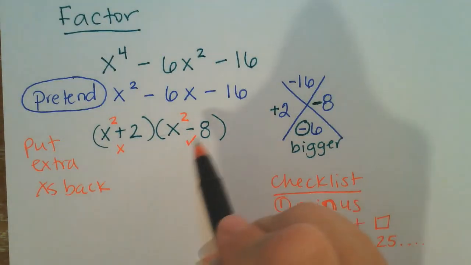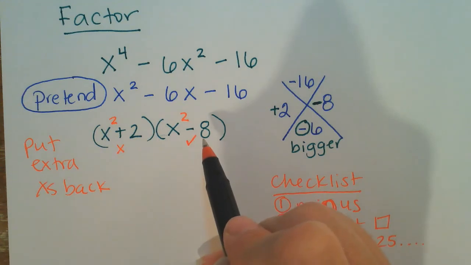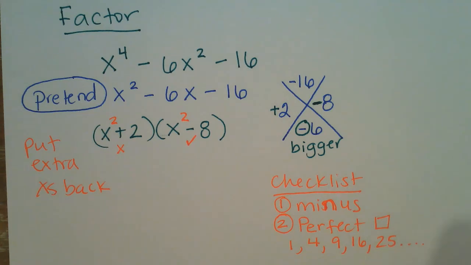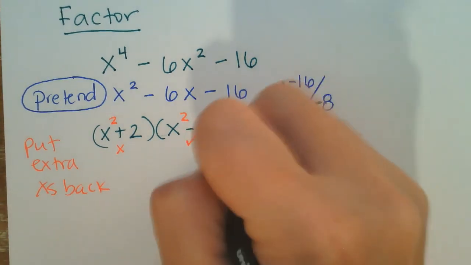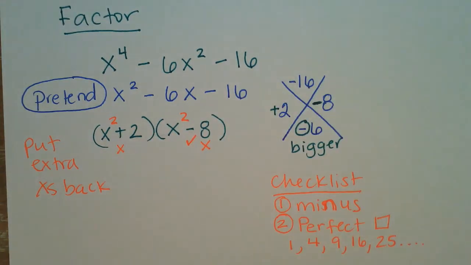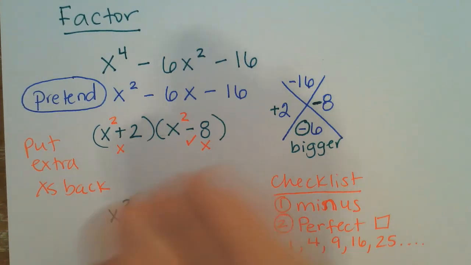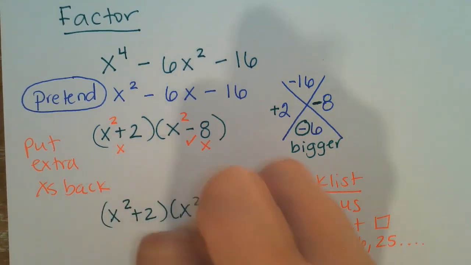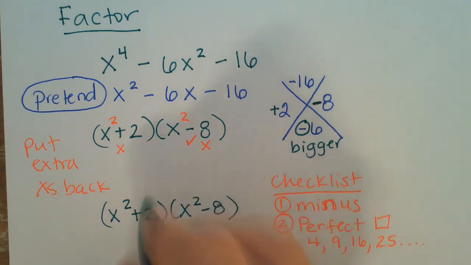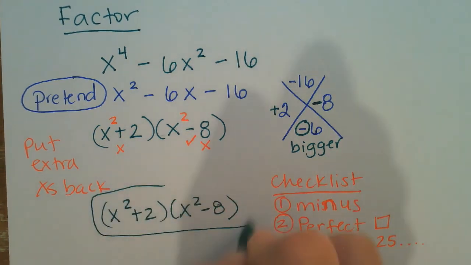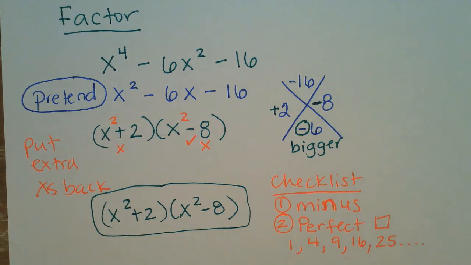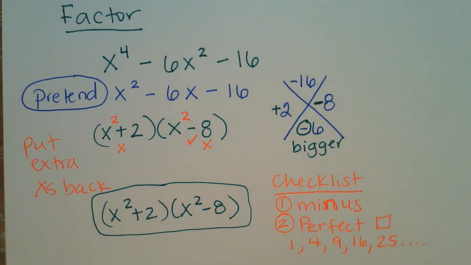So is 8 a perfect square? Nope. So neither one of these can be factored more. That tells me that x squared plus 2 and x squared minus 8 is my answer. It couldn't go further. And that's okay. All right, let's do one more.